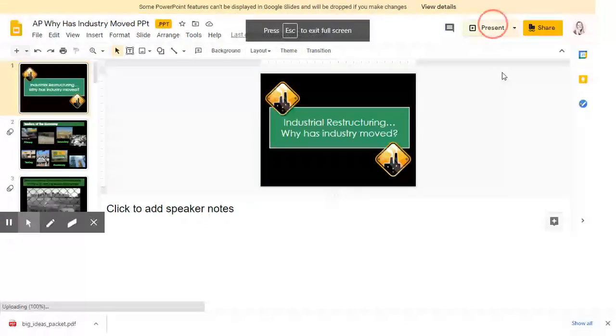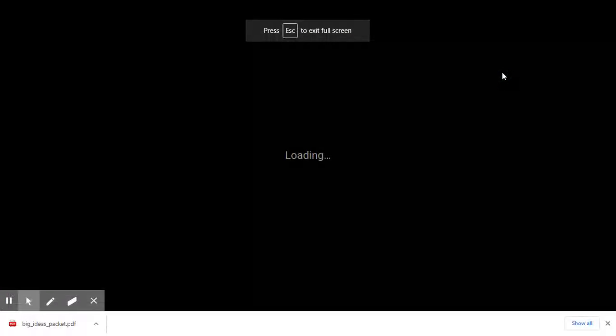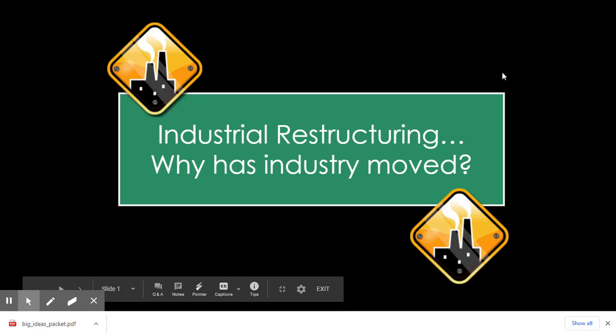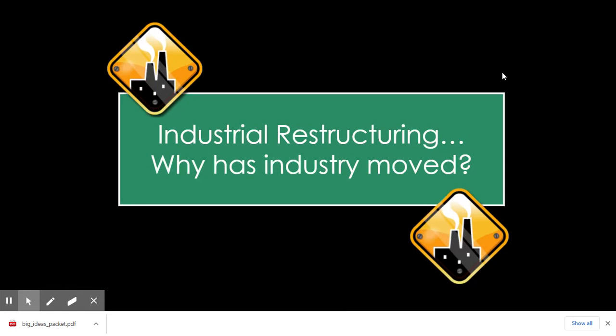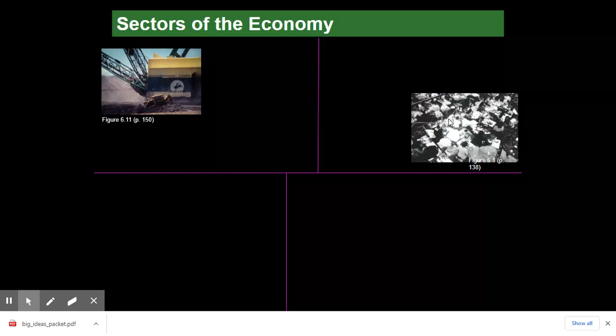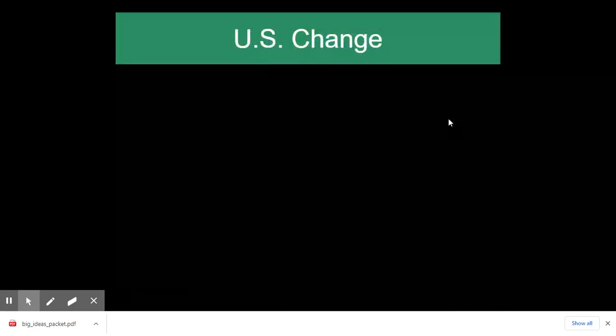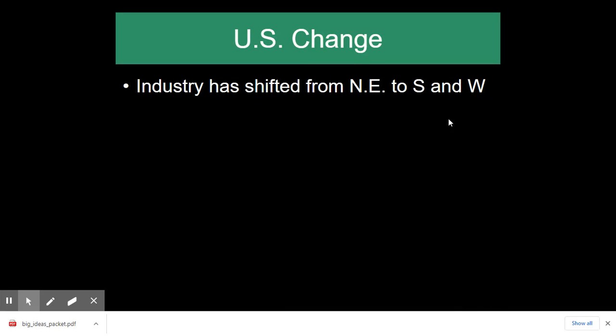So this last part of your notes, you guys, is involved with Albert Weber or Weber's theory of industrial location. And at the top of your note sheet, so I've reviewed what are primary, secondary, tertiary, and quaternary jobs. But you are going to write down what are the trends in the United States.